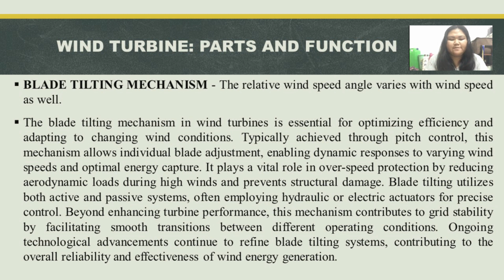Blade tilting mechanism. The relative wind speed angle varies with wind speed as well. The blade tilting mechanism in wind turbines is essential for optimizing efficiency and adapting to changing wind conditions. Typically achieved through pitch control, these mechanisms allow individual blade adjustments, enabling dynamic responses to varying wind speeds and optimal energy capture.